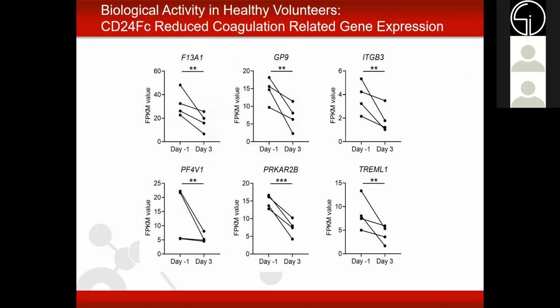So this is the same data set, coming from the RNA-seq from the healthy volunteer phase 1 data. We can see there are 6 different genes that are important to regulate coagulation, and in our data set, we show a significant decrease. So CD24FC also reduces this coagulation-related gene expression.